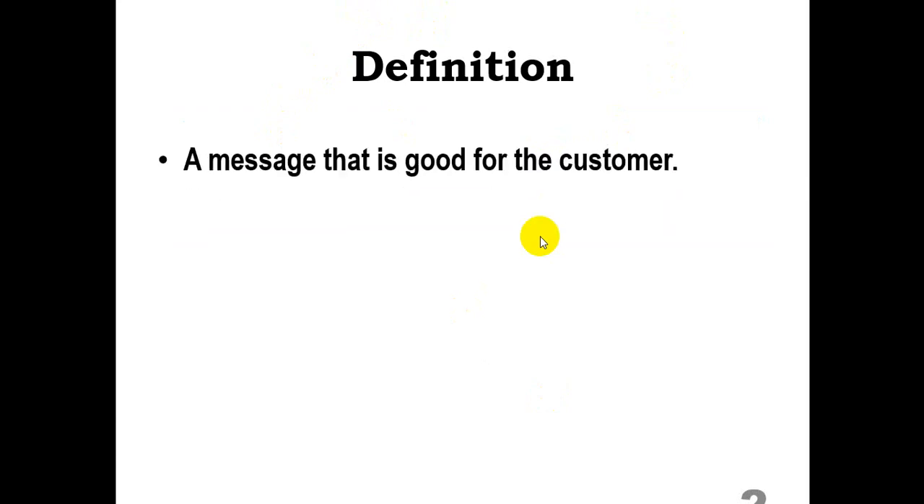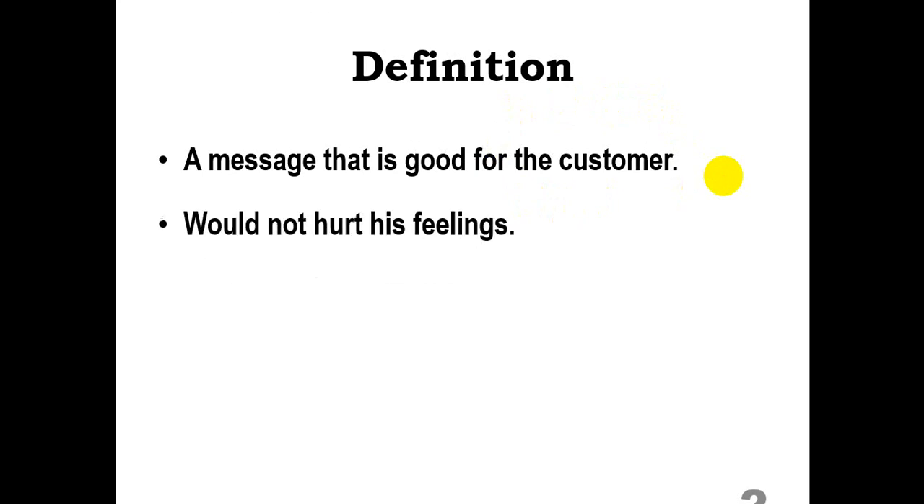So let's start with the first slide. First of all, we are going to deal with the definition of what good news messages are. A good news message is a message that is good for the customer. Now, just to understand this particular point, let's move on to the next point. That is, it would not hurt the feelings of the customer.